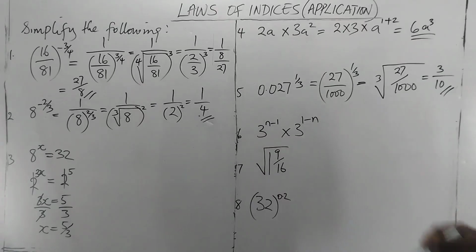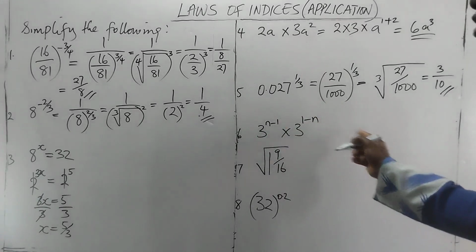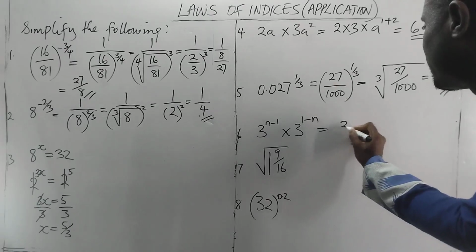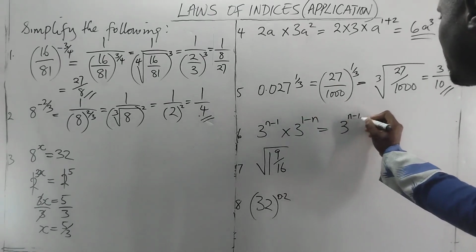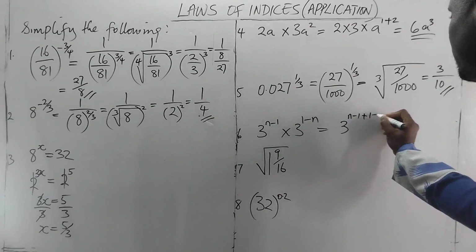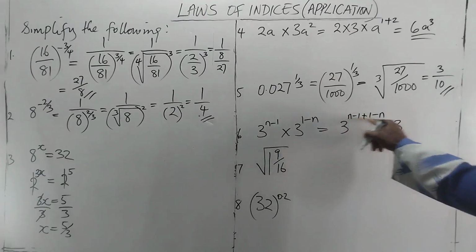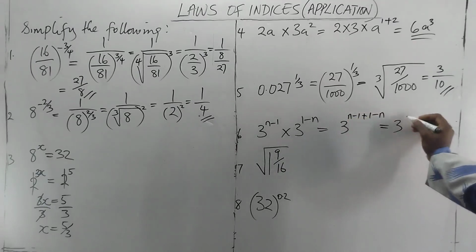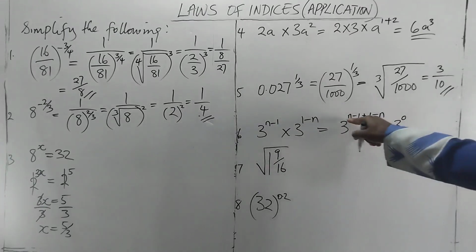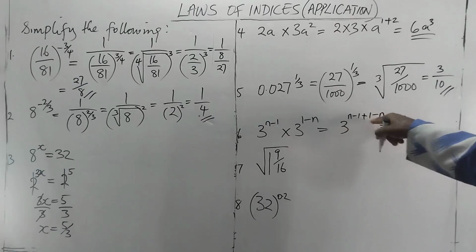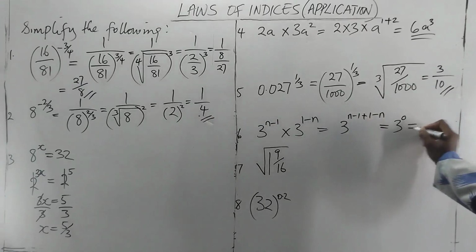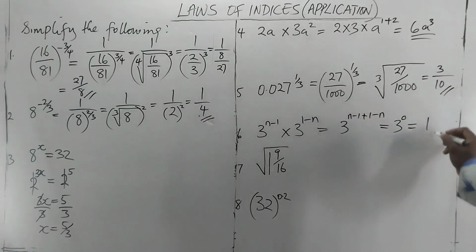The next one, the numbers are the same. So all you need to do is add their powers. Of course, when you collect the like terms there, you discover that everything will give you 0. n minus n will give you 0, minus 1 plus 1 will give you 0. And anything raised to the power 0 is 1. So 1 is the final answer.